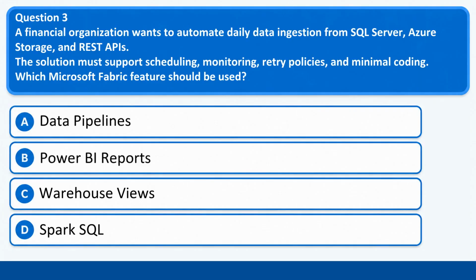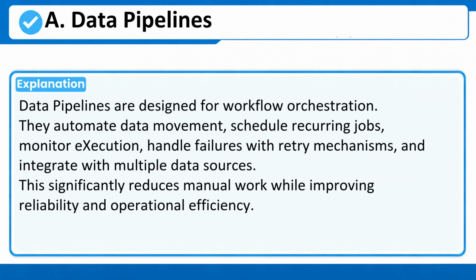Question 3. A financial organization wants to automate daily data ingestion from SQL Server, Azure Storage, and REST APIs. The solution must support scheduling, monitoring, retry policies, and minimal coding. Which Microsoft Fabric feature should be used? A. Data pipelines. B. Power BI reports. C. Warehouse views. D. Spark SQL. Correct answer: A. Data pipelines.